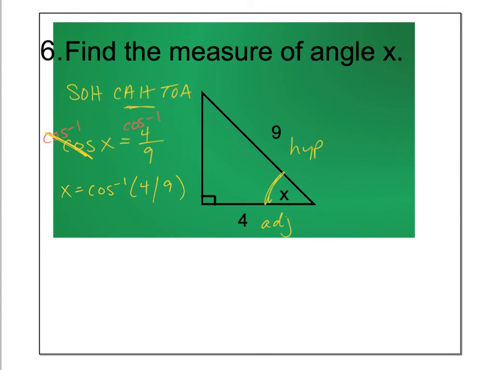And then you're going to have to type this in your calculator. Now remember, to type this in, you hit second cosine 4 divided by 9. And when I did this, I got 63.61 degrees. I add that degrees on there because it's the size of an angle.